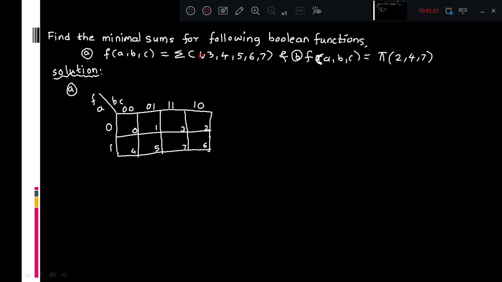So the cell numbers 1, 3, 4, 5, 6 and 7 are 1. 0 and 2 are not mentioned, so these locations indicate 0. You are asked to find minimal sums. Minimal sum means I should group the one cells.